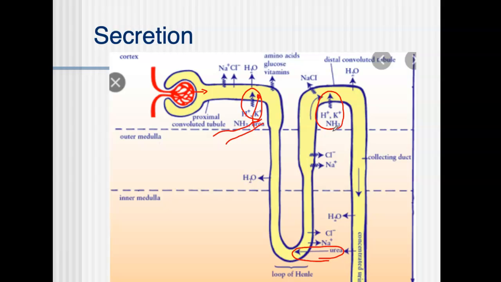So I can actually eliminate something in the urine without it having been filtered, right? I'm going to say that again. You can eliminate something in the urine by placing it in the filtrate, even though it was never really filtered to start with. You kind of, through active transport, transported it in there. Okay, so that was filtration, reabsorption, and secretion. Three very important steps in the manufacturing of urine.